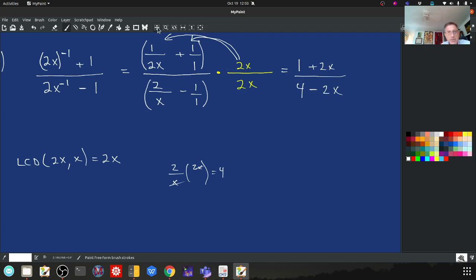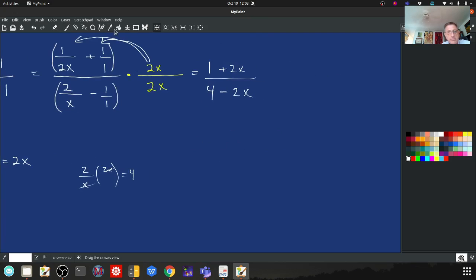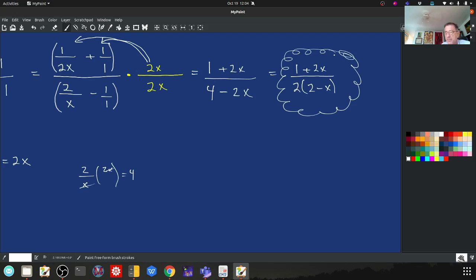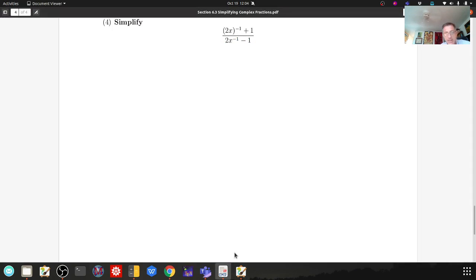So there is something that we can do to simplify this. And you always have to simplify if there's anything you can do. And the thing you can do is factor. And this can be factored. The greatest common factor in 4 and minus 2x is a 2. So that becomes 2 times 2 minus x. And that's all that can be done. And that is your final answer. And I think that may be the end of this lecture.